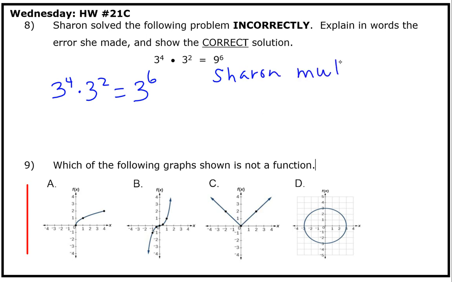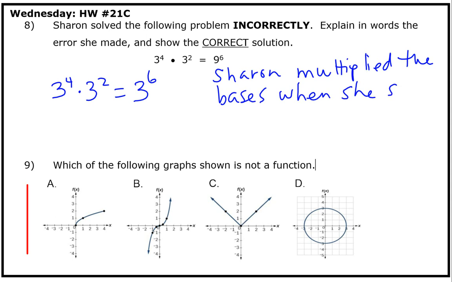Sharon multiplied the bases when she should have kept it a 3.